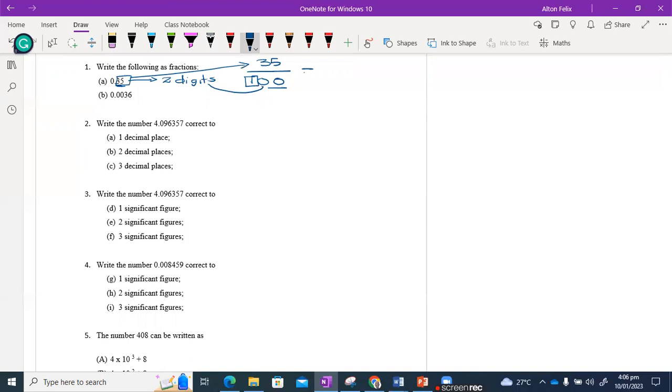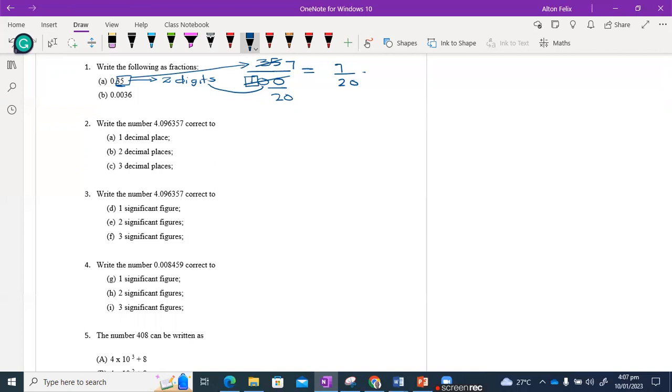Now, if you wish, you can simplify this. 5 can go into 100 20 times. 5 can go into 35 7 times. So your answer will be 7 over 20. It's always a good idea to learn our multiplication tables so we'll know how to do our division.